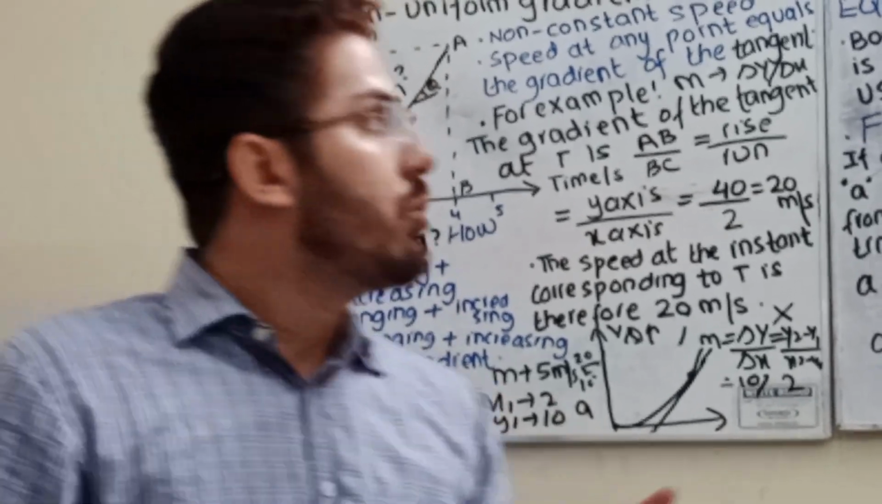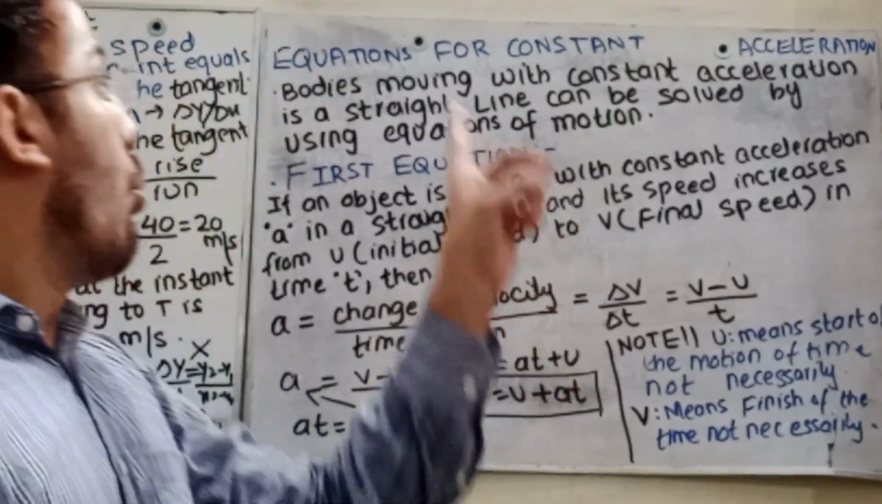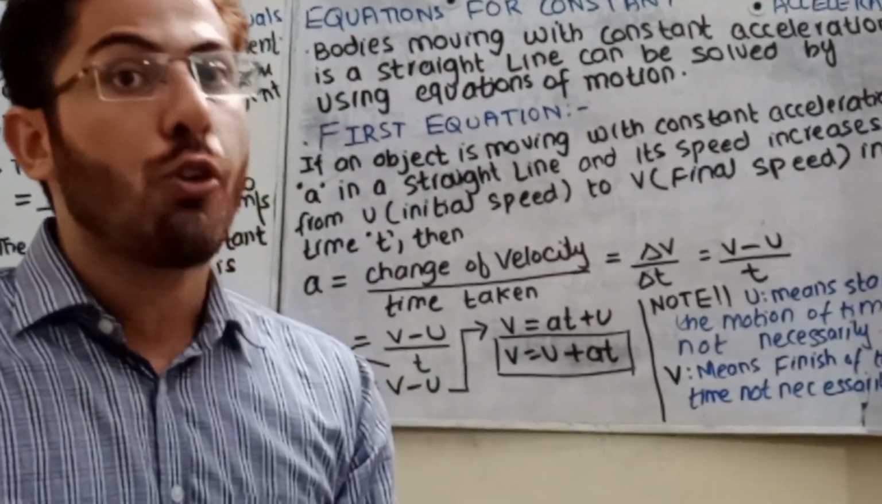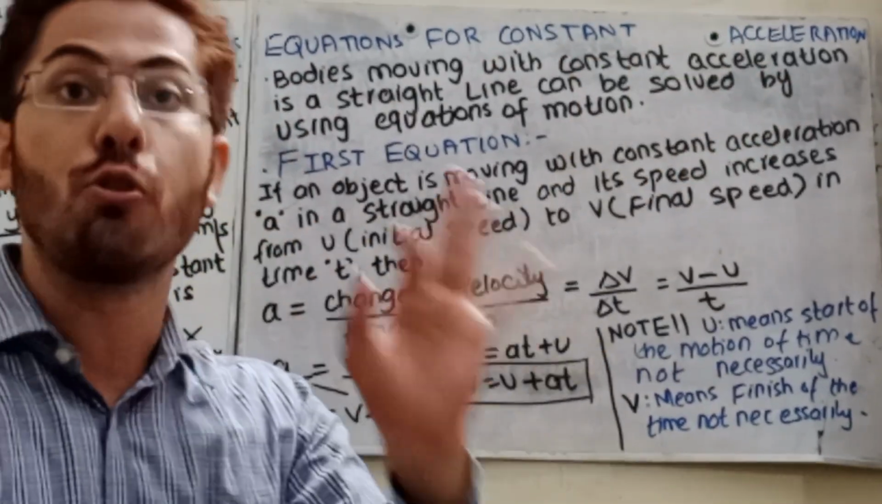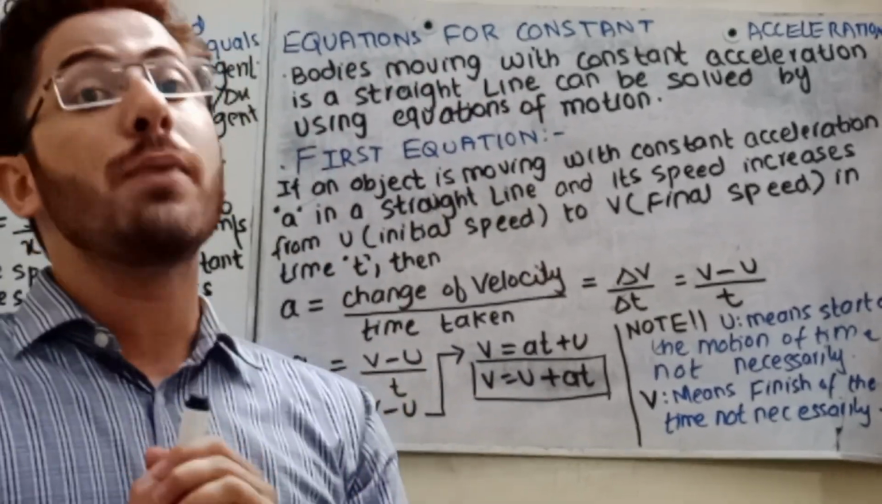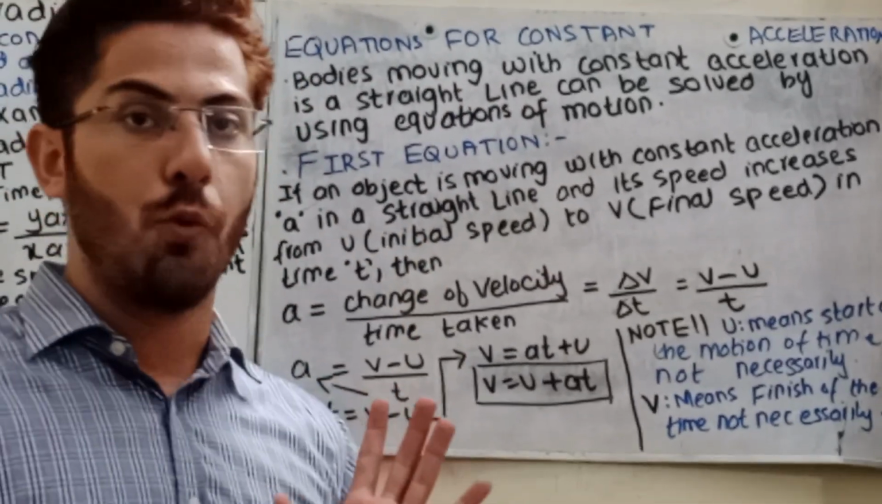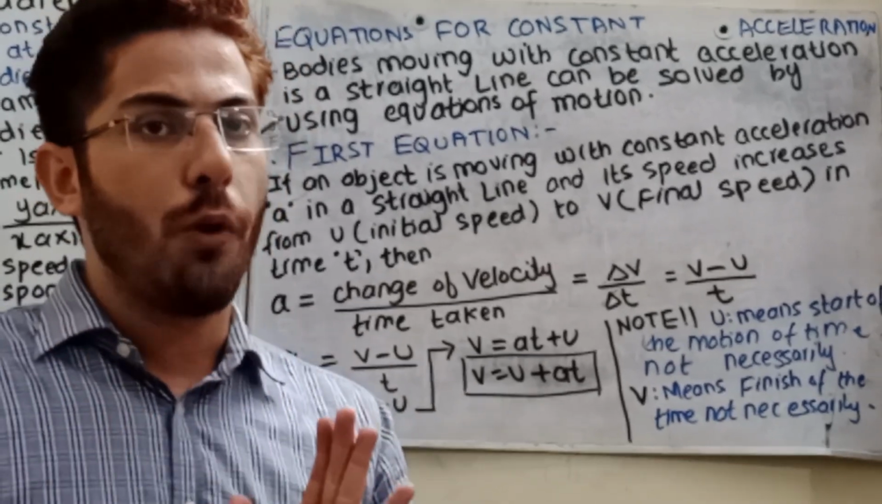The focus, student, is equations for constant acceleration. When a body is moving with constant acceleration, what does it mean? It means that the body is moving with uniform velocity, or moving in a straight line, which can be explained by using equations of motion. Okay, we have 4 equations of motion, student. One by one we are going to cover.